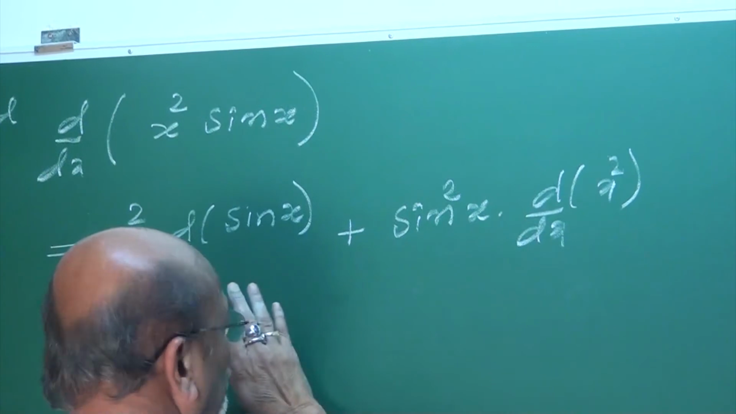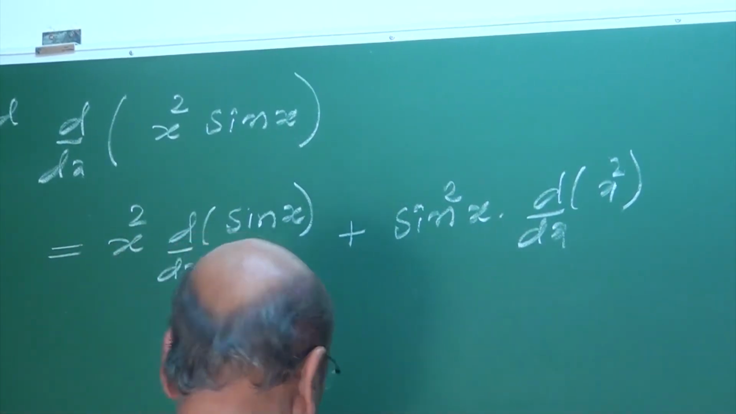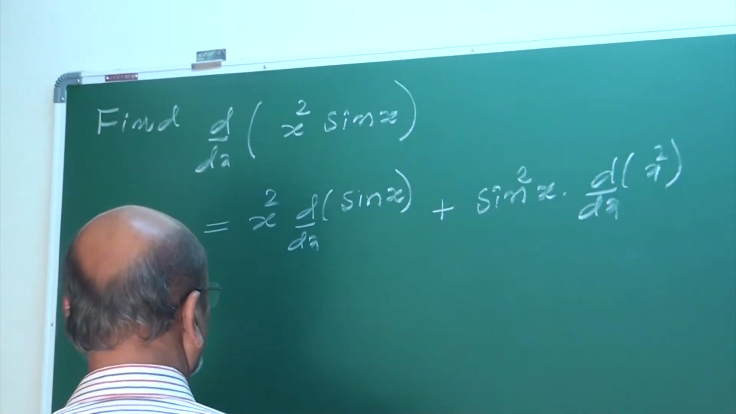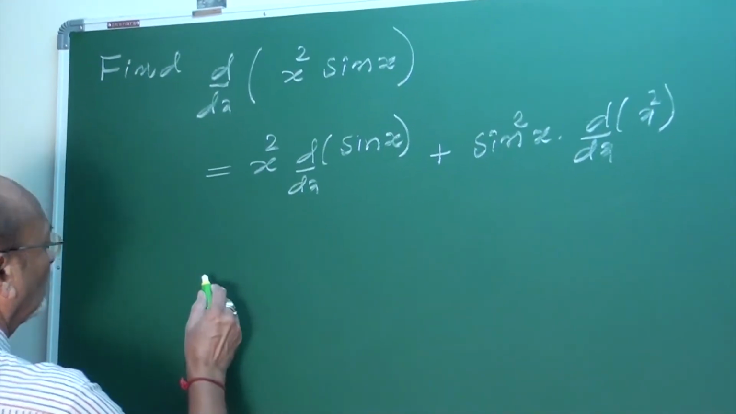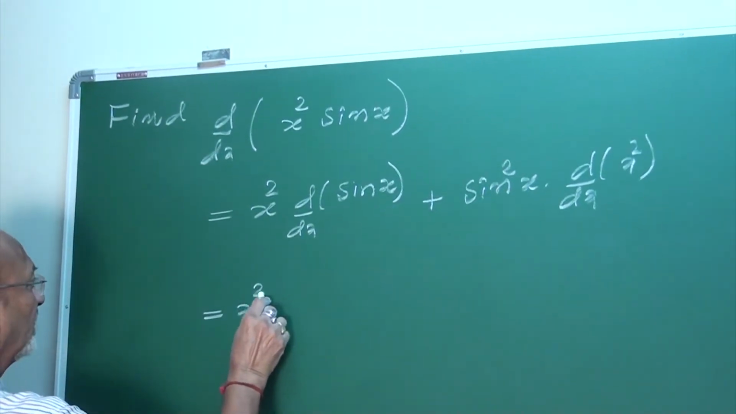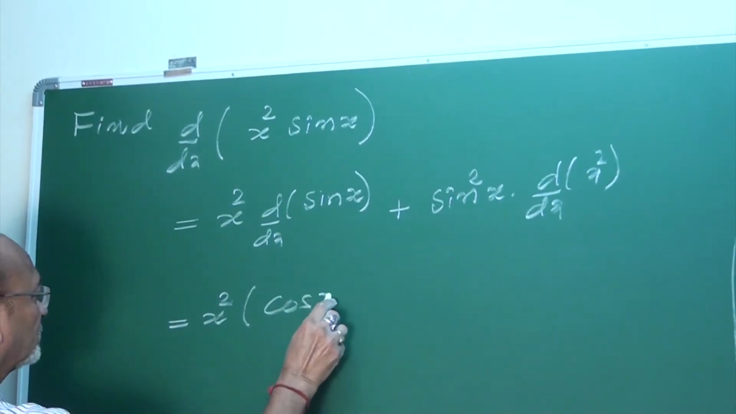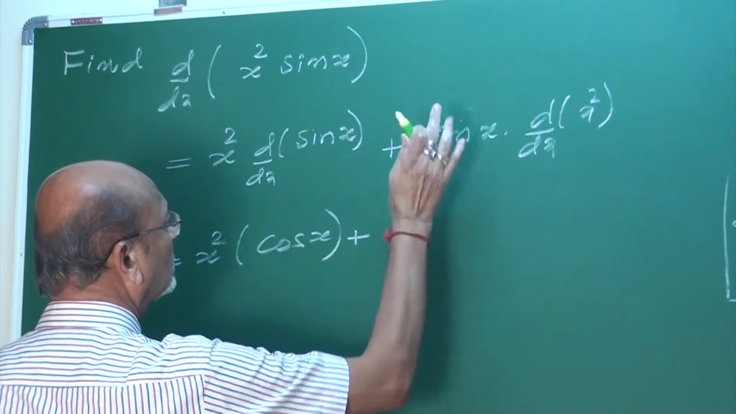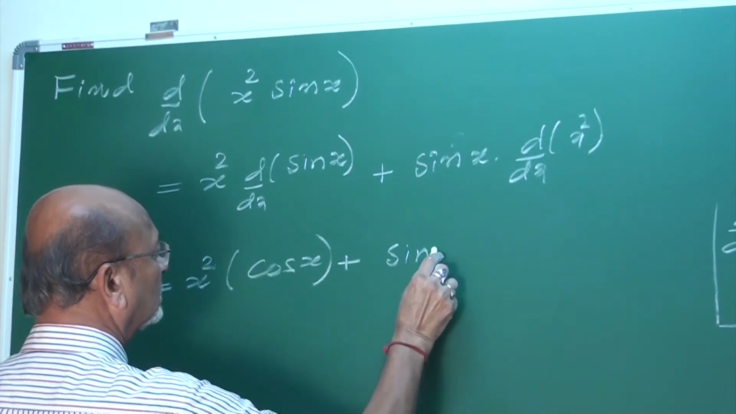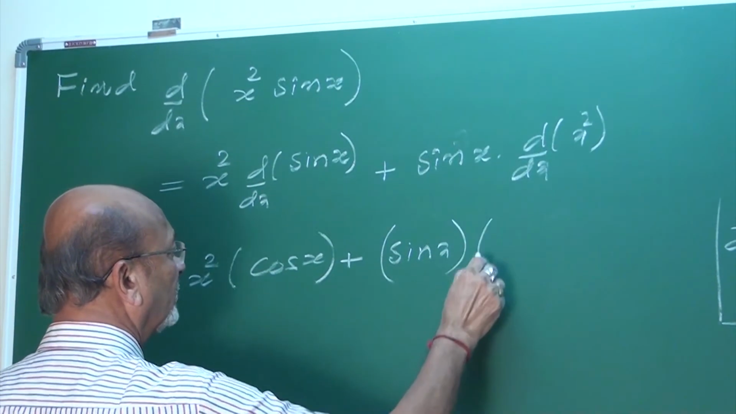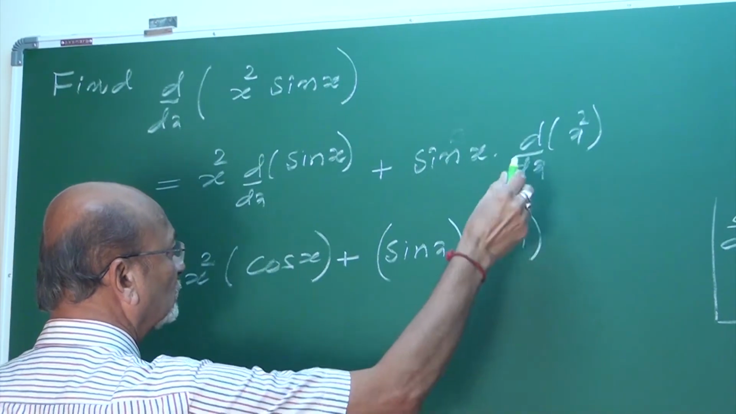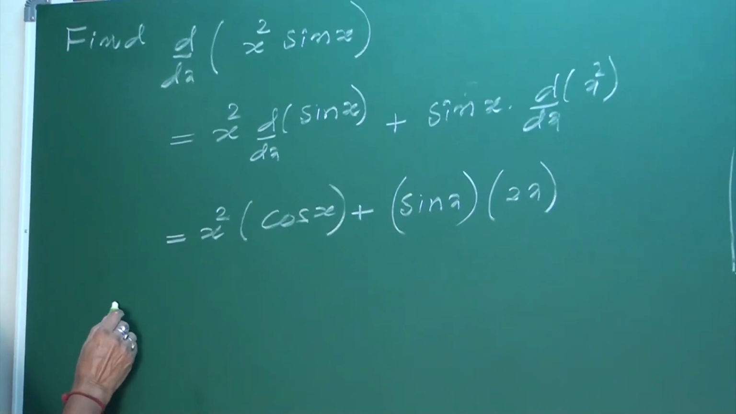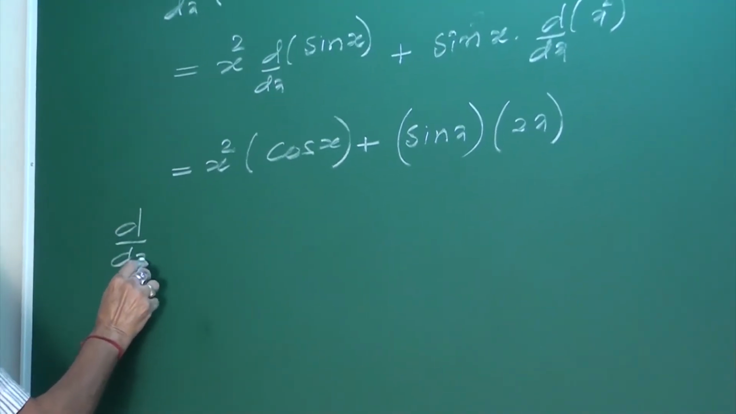Yes, it is better to write this rule as it is, apply this rule and write. Anyway, for the main board exam there is sufficient time, no hurry. It is x square into the derivative of sin, cos x, plus sin x into the derivative of x square, which is 2x. Okay, enough. Next one.